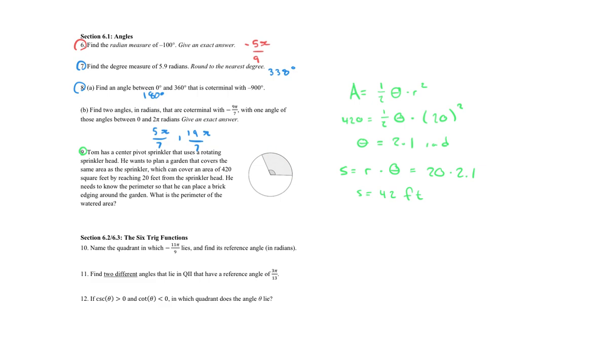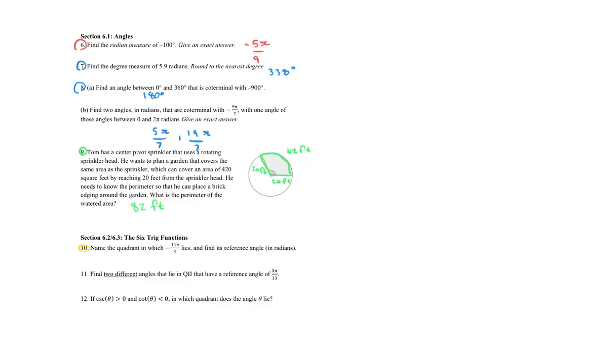Let's draw this in. Excuse my poor drawing. 42 feet. So that's part of our perimeter. We also have this, which is 20 feet, and this, which is 20 feet. So now if we put all of these together, this is going to be 82 feet. And we're done.